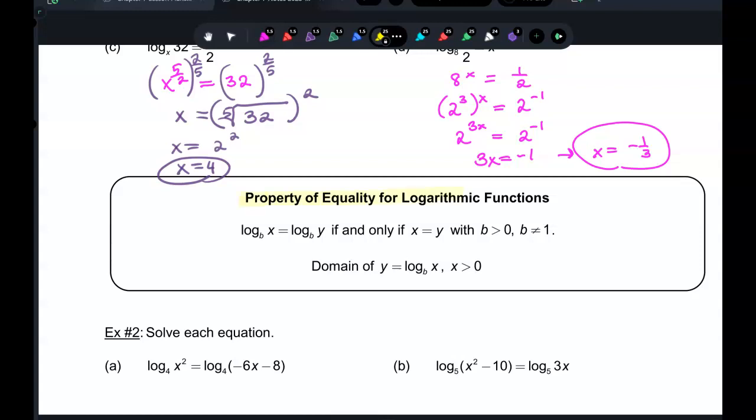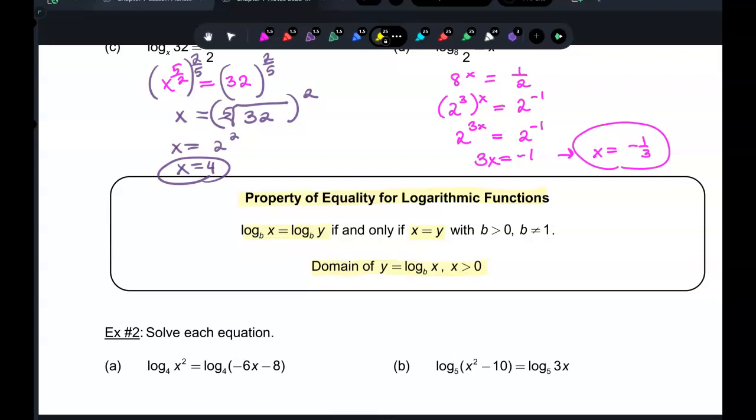Okay, if we have the same logarithm on both sides of the equation, just like here, remember when we had the same base, we were able to make the exponents equal. If we have the log of the same base, then we can make what we're taking the logarithm of equal to each other.